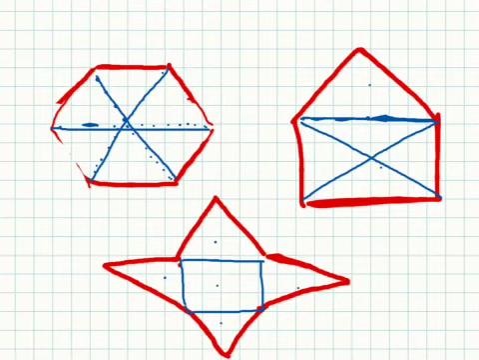So a way to separate your shapes or your figures is to draw from one vertex to another vertex that is not next to it.